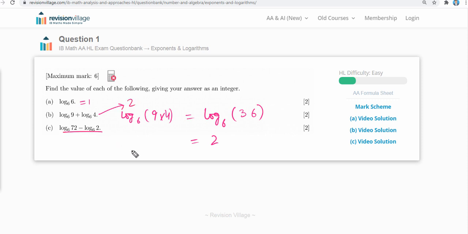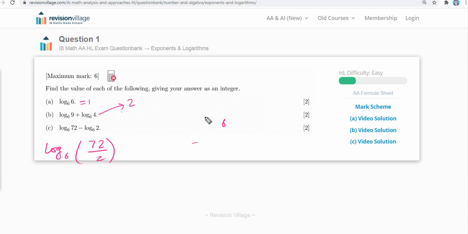We will apply the rule for subtracting the logarithm. So we can write that into a single log as log 6 of 72 divided by 2. So that will be equal to log 6 of 36 again. So 6 to the power of how much is 36? It's 2. So 2 is the answer. So it's that much simple. Alright, now let's move to the next one.